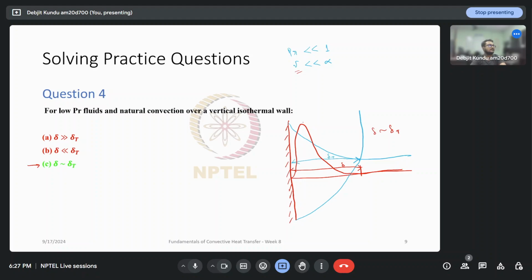Now, what it means is that if we consider another smaller region, this is also known as delta V. This delta V is the region where the inertia forces, or sorry, the viscous forces balance out the buoyancy forces.